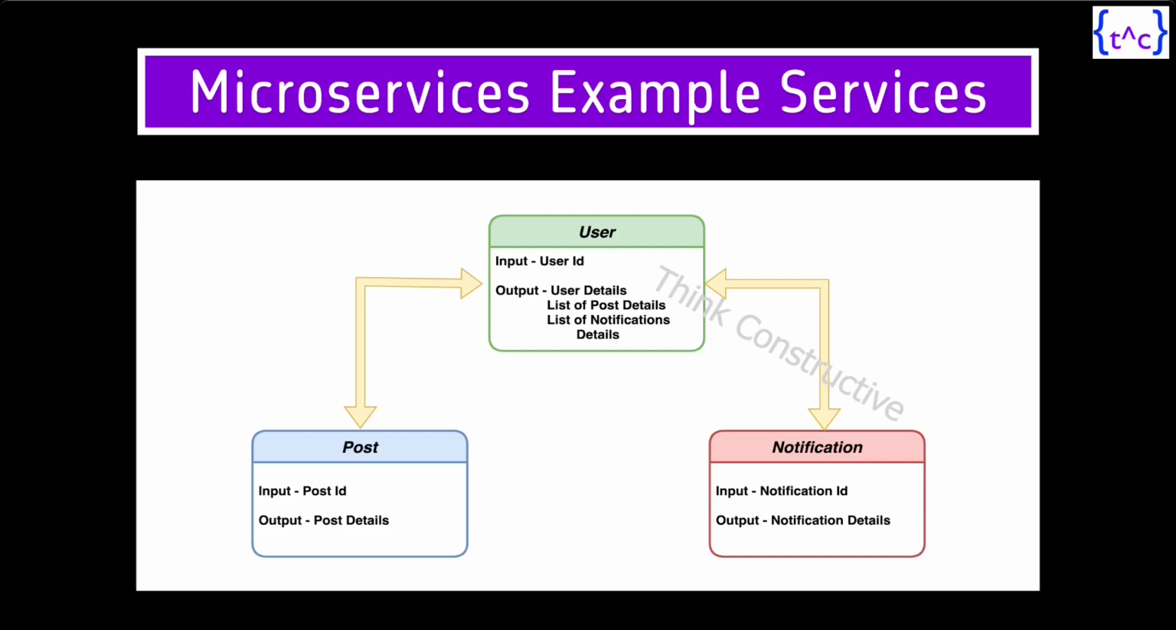It is talking to post service to get all the post details, as well as it is talking to notification service to get all the notification detail. Alright, and finally it collates and returns back to the requester. So that means my user service is talking to post service as well as notification service.